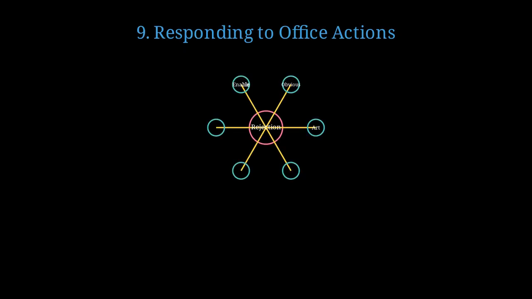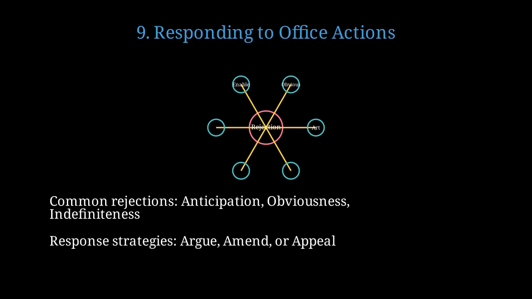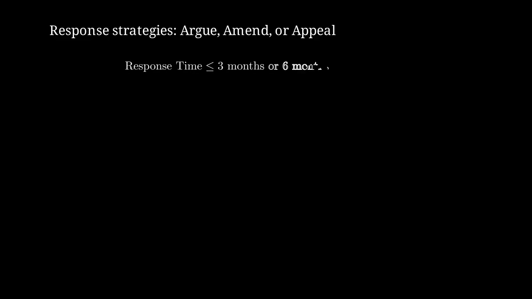Office actions cite various rejection grounds: anticipation by prior art, obviousness, lack of enablement, indefiniteness, and other statutory requirements. The most common rejections are anticipation, where prior art shows your exact invention, obviousness, where the invention would be obvious to experts, and indefiniteness, where claims are unclear. Your response options are to argue why the rejection is incorrect, amend claims to avoid the cited art, or appeal to a higher authority within the Patent Office. You typically have 3 months to respond, extendable to 6 months by paying fees, or your application becomes abandoned.